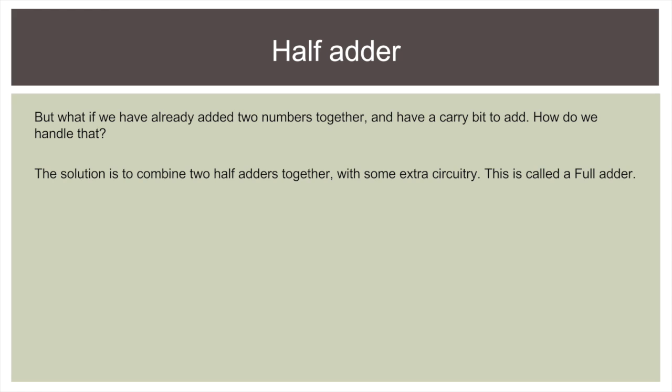Now the problem occurs when we've already added two numbers together. What do I do with the carry bit? I need to add that, but my half adder can't do that because it's only got two inputs. So I need to add a third one with the carry bit, and that's called a full adder.